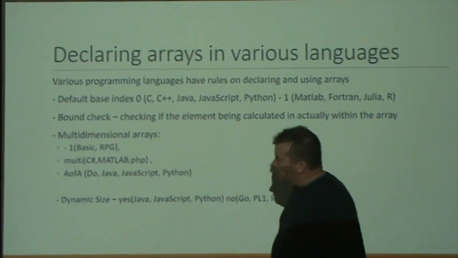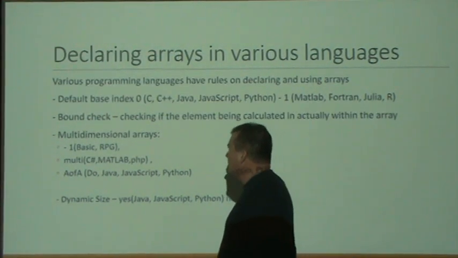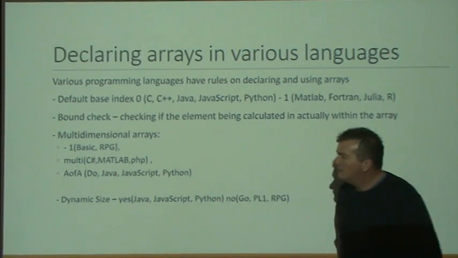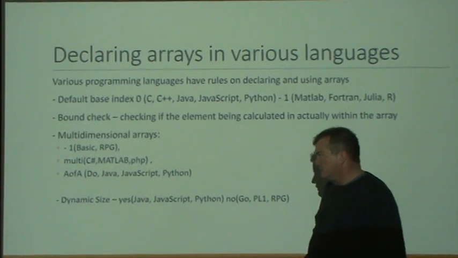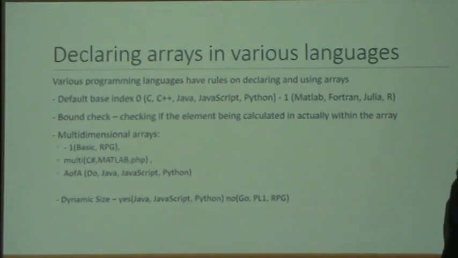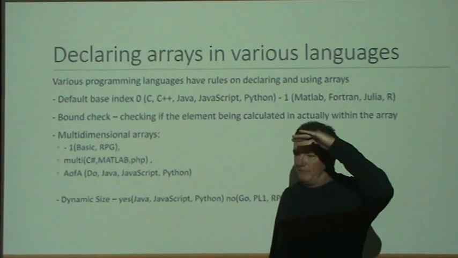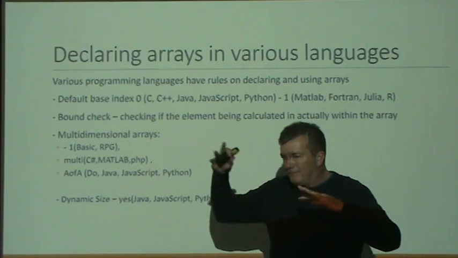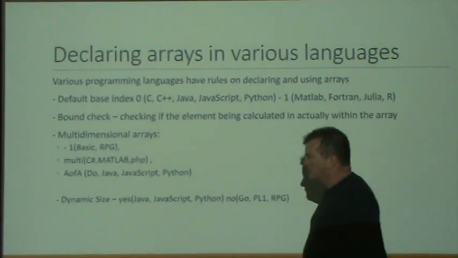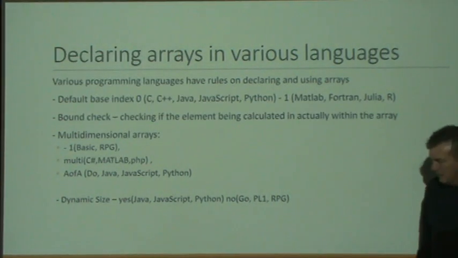Some programming languages allow multiple dimension arrays or arrays of arrays. Some only allow you to have one-dimensional arrays like BASIC and RPG. Programming languages like C#, MATLAB, and PHP allow multi-dimensional arrays. And then the arrays of arrays, which is really where you can have an array of elements, and the elements are various arrays. They could have different sizes and types to them. Some programming languages allow that. So like JavaScript, Python, Java, they do that.